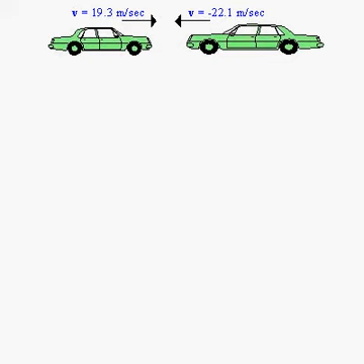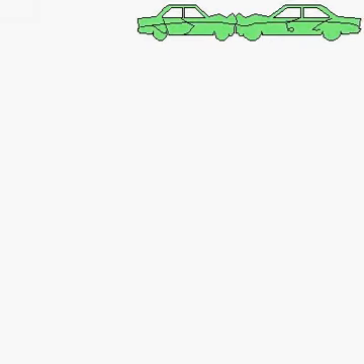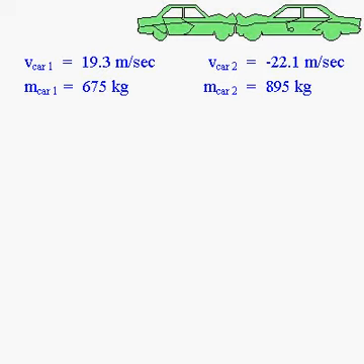In this example, we have two cars in a head-on collision. One car is traveling with a velocity of 19.3 meters per second. The other is traveling with a velocity of negative 22.1 meters per second. When they collide, they stick together and move as one. I'm going to summarize the things we know. We know the velocity of each car and the mass of each car. And the question is, what's the velocity of the two cars once they lock together and move as one?